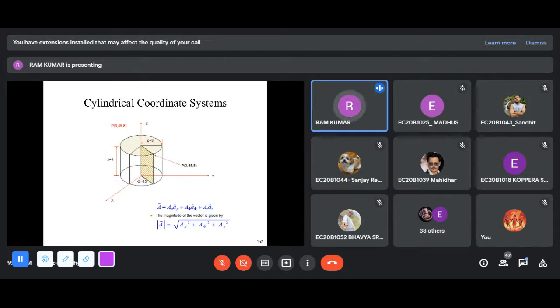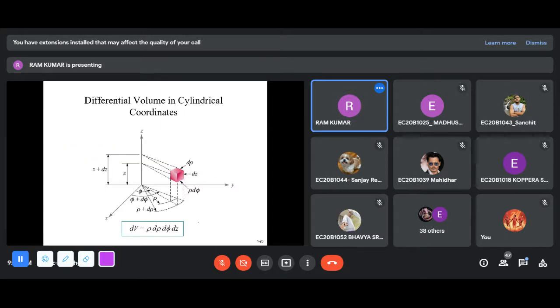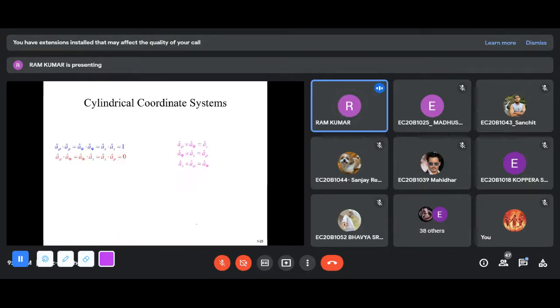So how do we represent a vector in the cylindrical coordinate system? In Cartesian, we use ax, ay, az. Similarly, in the cylindrical coordinate system, a rho, a phi, a z. This is the magnitude, this is the vector. So capital A rho is the magnitude and the unit vector is a rho vector, similarly a phi, a z. The magnitude is, you know that. It's all basic.